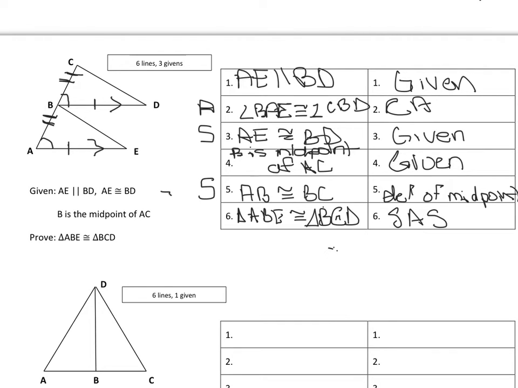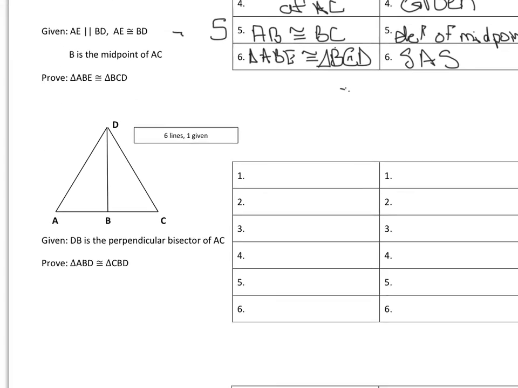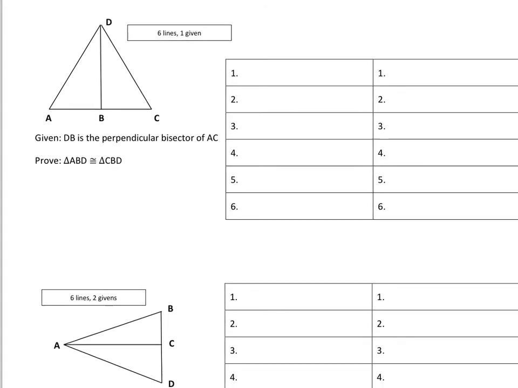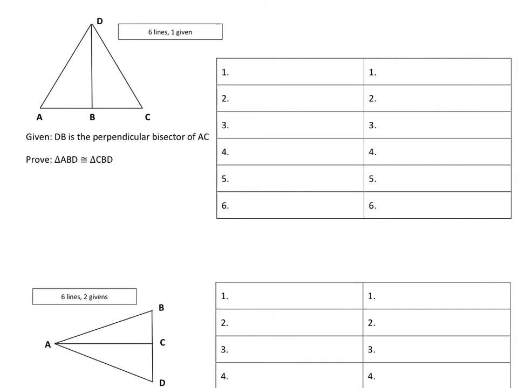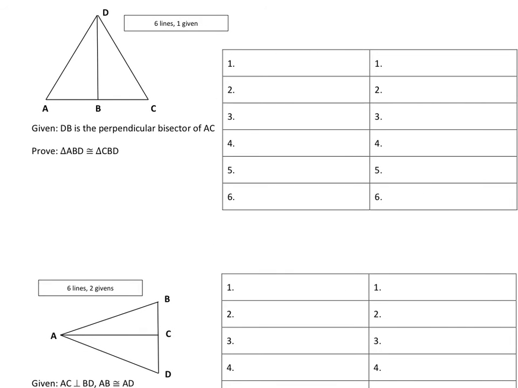Okay, so that's the first proof we're going to go through. Please excuse my writing. I'm still getting used to this new pen I'm using. So let's look at our second one. Still 6 lines, only 1 given this time. So let's take a look at this given.